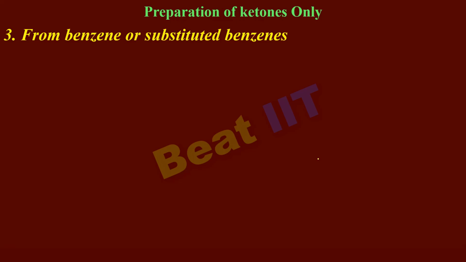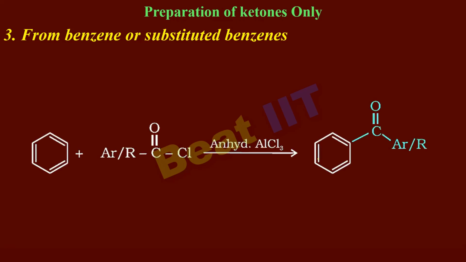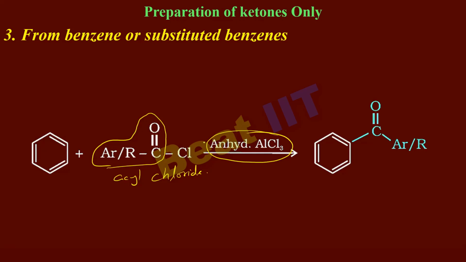The third step to produce ketones is from benzene or substituted benzene. Very important named reaction, Friedel-Crafts reaction we are talking about, Friedel-Crafts acylation here specifically. When benzene is reacted with acyl chloride, this is acyl group. Here it can be R, alkyl group, or aryl group. Both will work. So this is acyl and chlorine. So here we can say chloride. When benzene is reacted with acyl chlorides, in presence of anhydrous AlCl3, we get ketone.